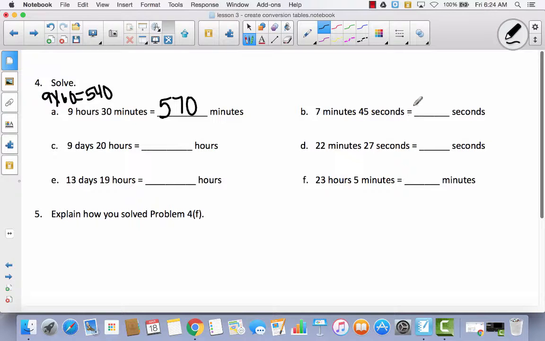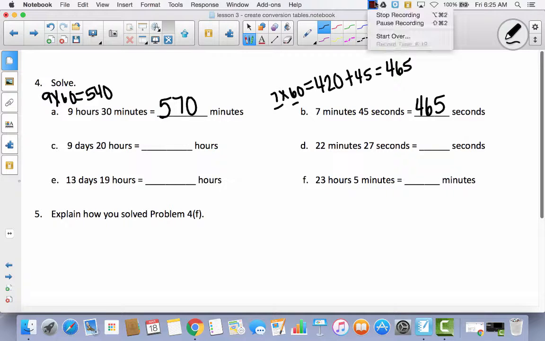All right, let's try another one. So we're going from minutes and seconds to seconds. So again, remember the rule for going from minutes to seconds is to multiply by 60. So I'm doing 7 times 60. So 7 times 6 is 42, and then I add my 0, and then I add 45 to that, and that gives me 465. So I've got 465 seconds. All right, I want you to do C, D, E, and F by yourself, and then come back and we'll check it together.